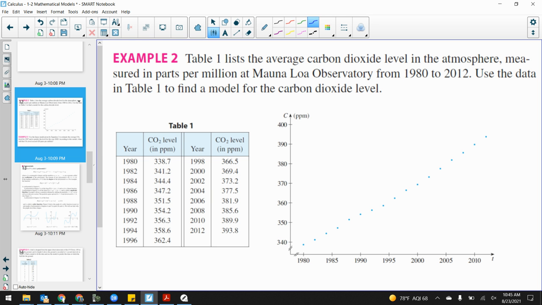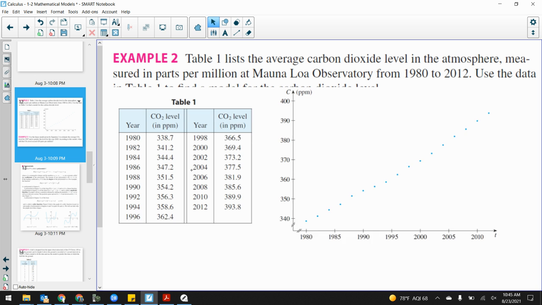What can we assume is happening? The carbon dioxide level, based on the data points, is increasing, right? The carbon dioxide level is increasing. So let's find a model to fit this data. Let's do that in our calculators. Throw back to Algebra 2.